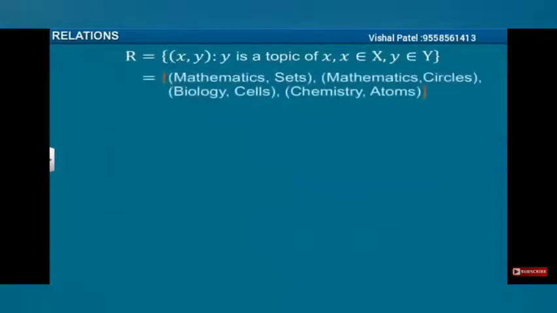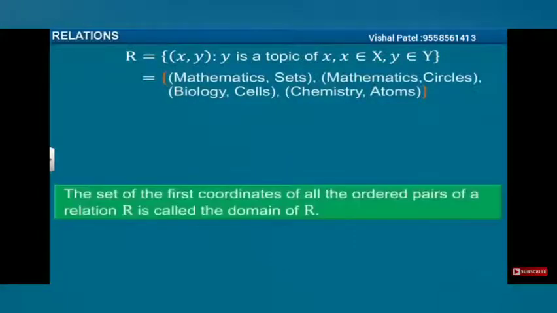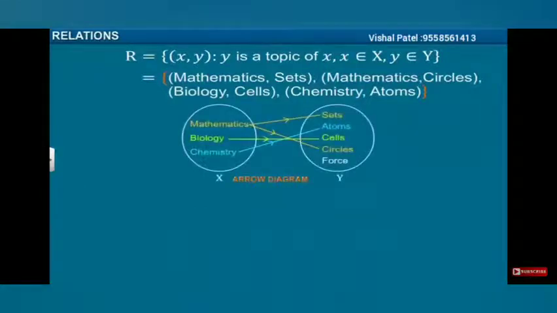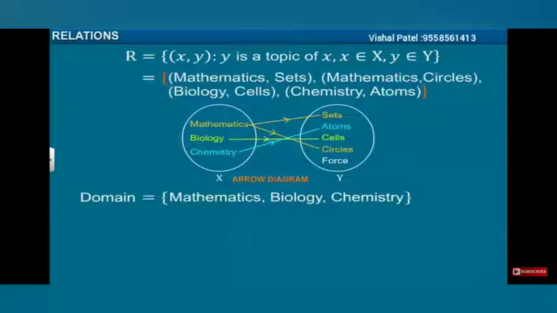So here R is equal to {(x, y) where y is a topic of x}, x belongs to X and y belongs to Y. The set of the first coordinates of all the ordered pairs of relation R is called the domain of R, right? So students please remember, all the first elements of the ordered pairs we will call the domain. So this domain is equal to mathematics, biology and chemistry. Mathematics is repeated 2 times but we will write it only once, right? So here domain is equal to mathematics, biology and chemistry.